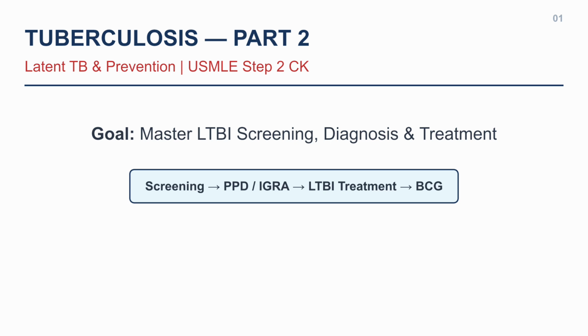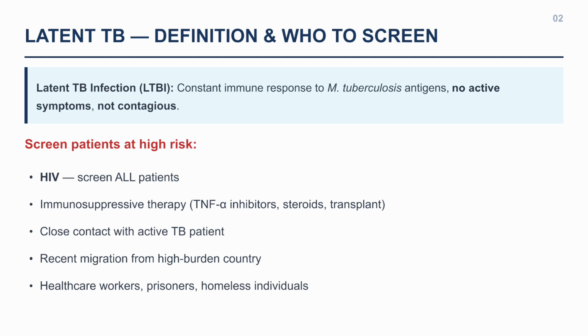Let's get started. Latent TB infection, or LTBI, is a state where the patient's immune system is constantly responding to tuberculosis antigens, but there are no active symptoms, and the patient is not contagious. The goal of screening is to find these patients before they progress to active disease, because about 5 to 10% will reactivate in their lifetime.